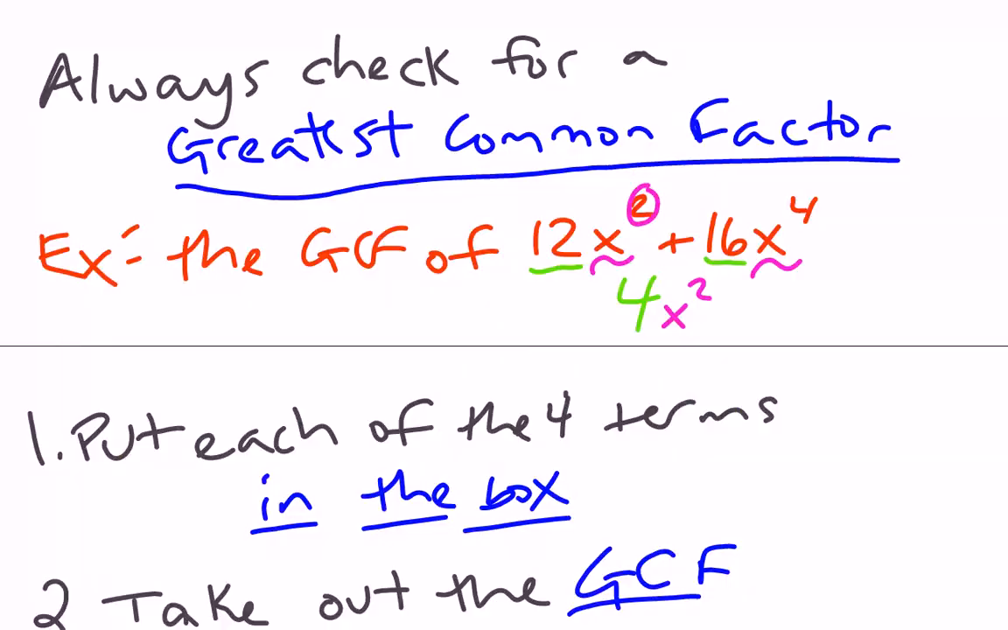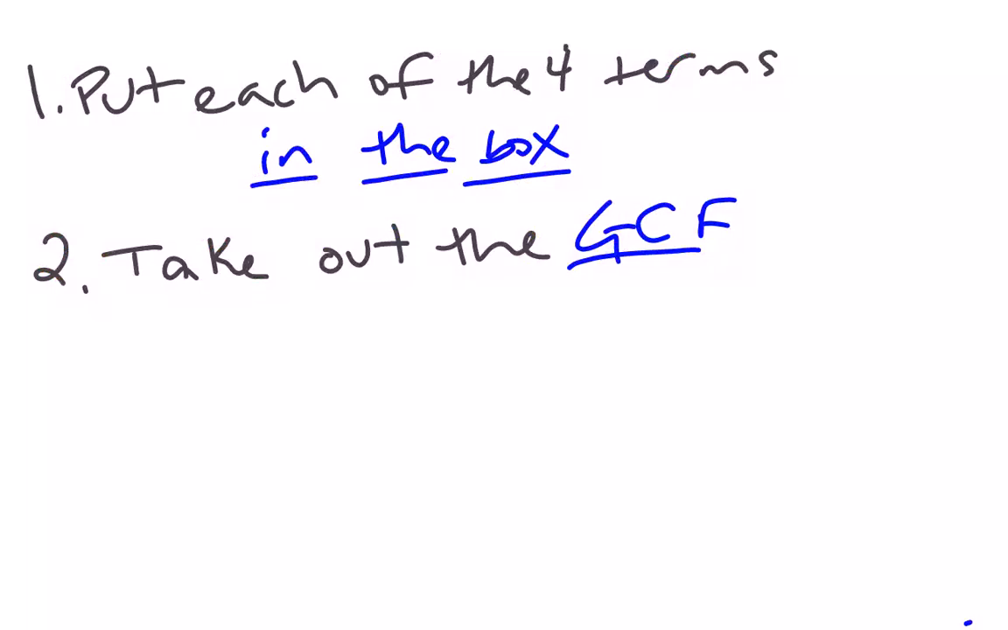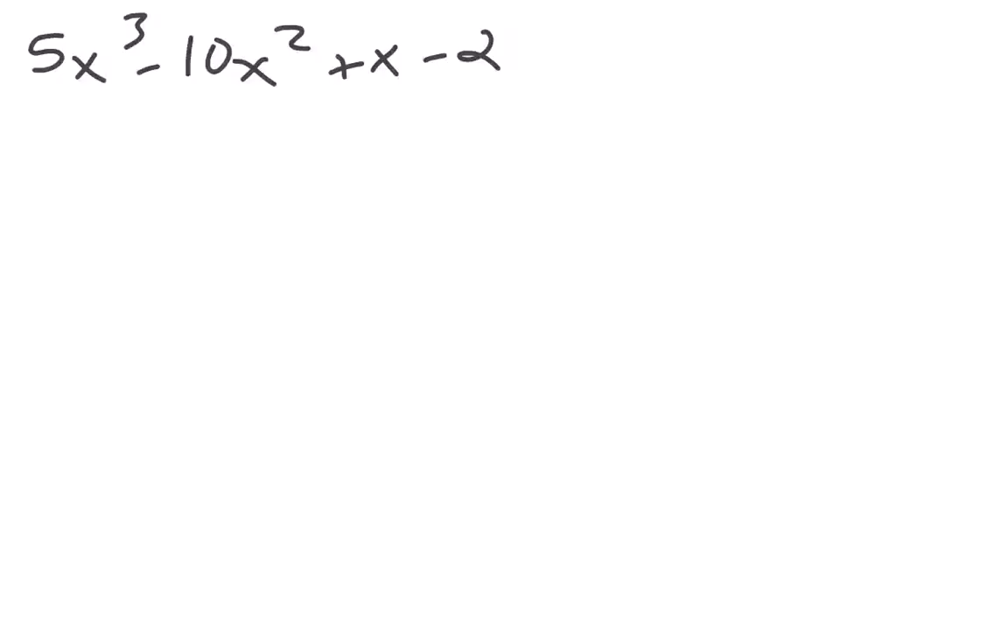Alright, so once you have identified that we're going to use the box, how you set it up is you put each of the 4 terms in the box, because our box is going to have 4 little tiny boxes in it. And then you're going to take the GCF out of the first row. So get that copied and go to the next problem.